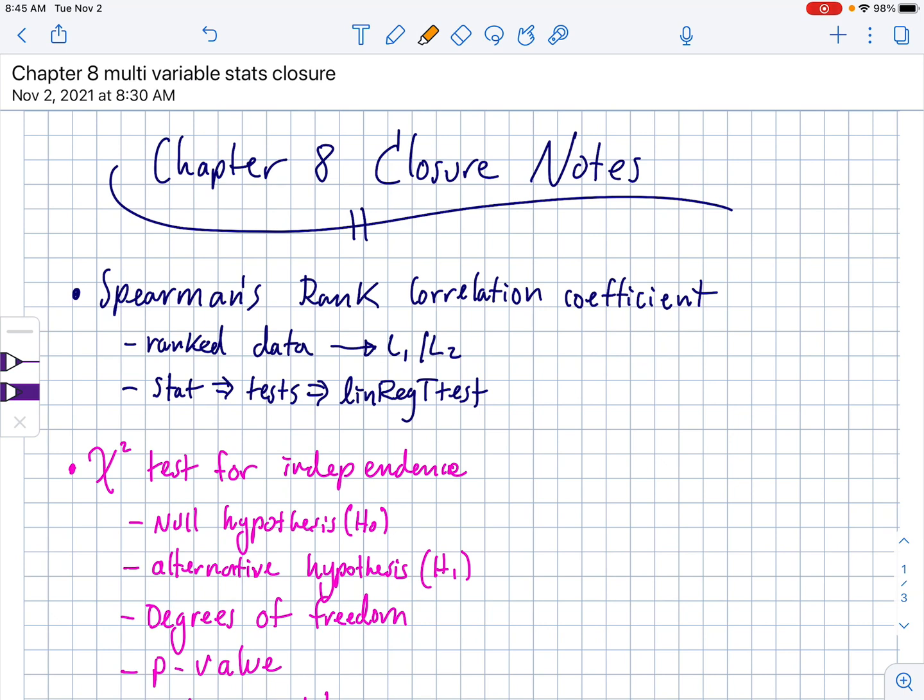IB AISL2. We've come to the close of Chapter 8, which is our multivariable statistics target. I guess I should say that this is multivariable stats.